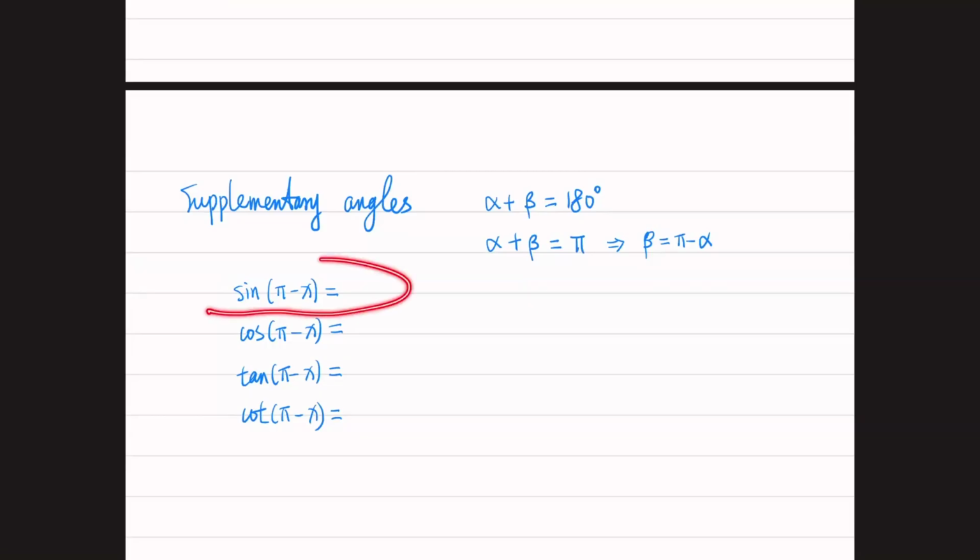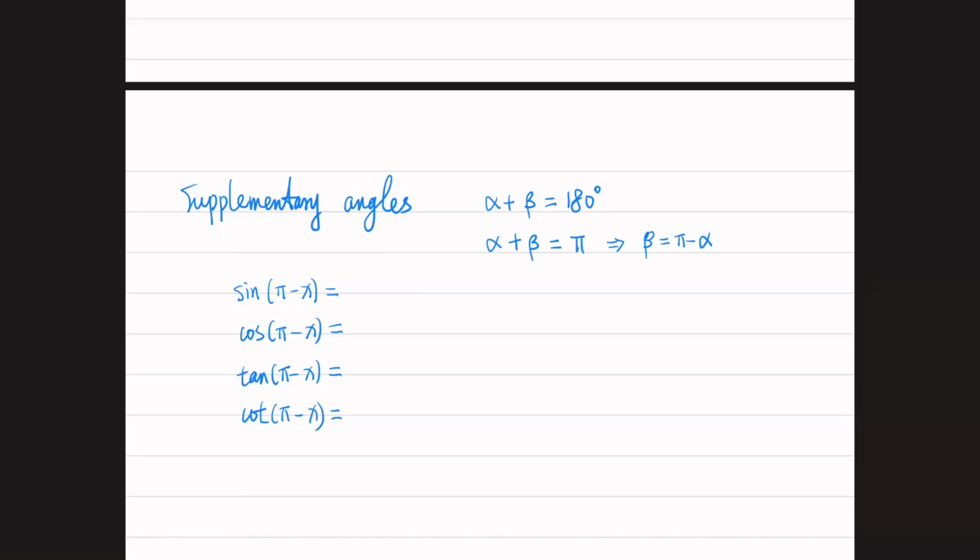Wait, what am I finding the formula for? Okay, so could we simplify this? Sine of pi minus x. Is this related to sine x, cosine x, and something else? So for supplementary angles, sine of pi minus x.